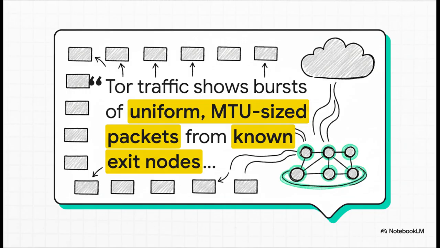When it says bursts of uniform MTU-sized packets, that's our packet size profiler's work. When it mentions known exit nodes, well, that's our IP Intel agent flagging addresses from Tor's public list. By combining these findings, the system can confidently tell the difference between Tor's structured traffic and John Denham's more random-looking footprint. It's not just connecting the dots, it's revealing the whole picture.